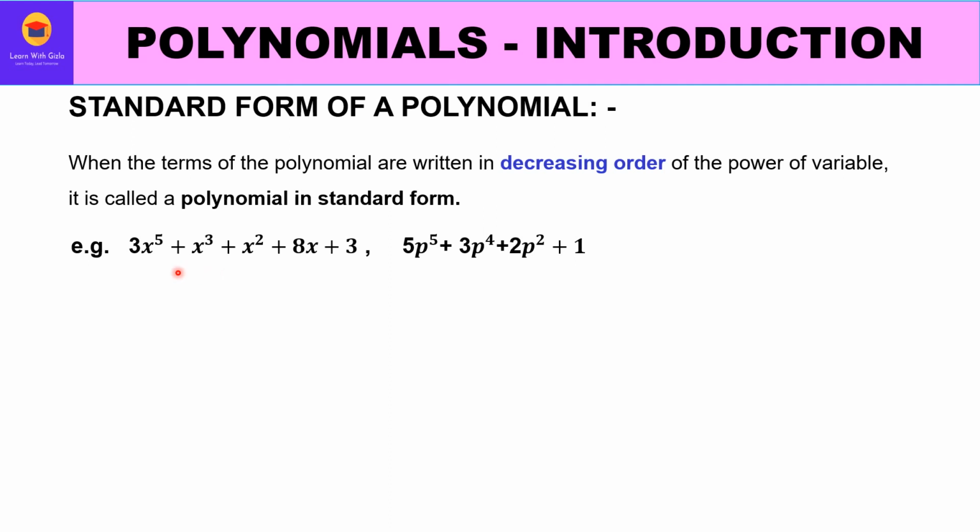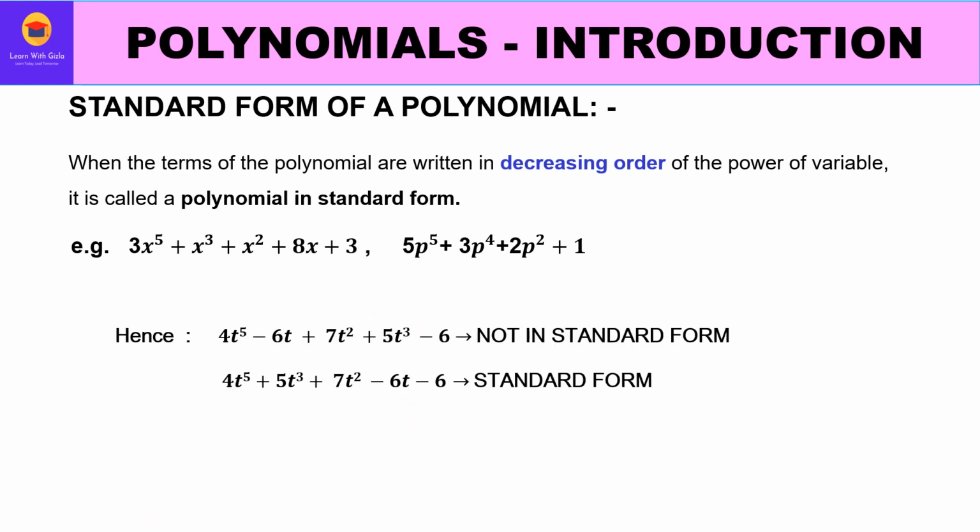For example, as you can see in this polynomial, x raised to power 5, x raised to power 3, x square, x raised to power 1. This is a constant which also has a power, but it is 0. Right? So 5, 3, 2, 1, 0. Similarly 5, 4, 2, 0. So all these powers are in decreasing order. That's why we can say these polynomials are in standard form. Right? Let us take another example.